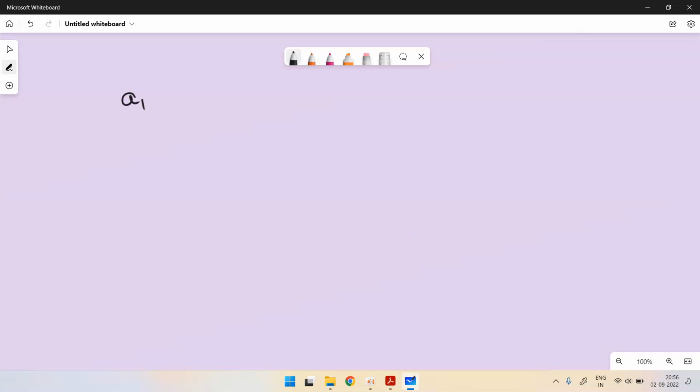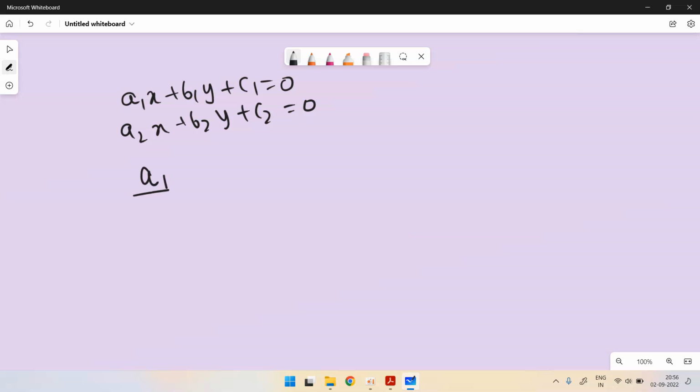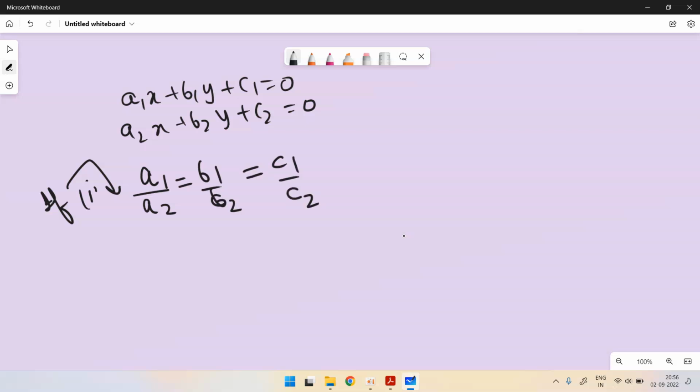Now you know that if this is the equation a1x plus b1y plus c1 equal to 0 and a2x plus b2y plus c2 equal to 0, and for this it is given that if you calculate, in the first case, if a1 by a2 equal to b1 by b2 equals c1 by c2, then what happens? There will be infinitely many solutions. Why? Because these two equations are almost the same.